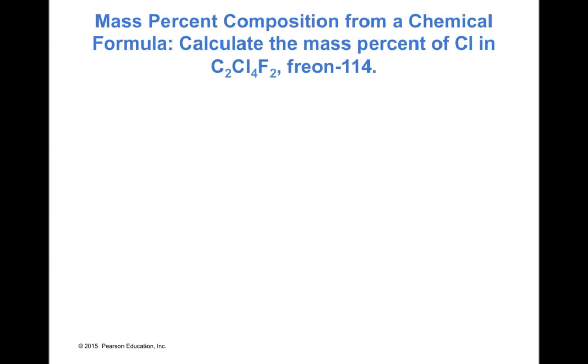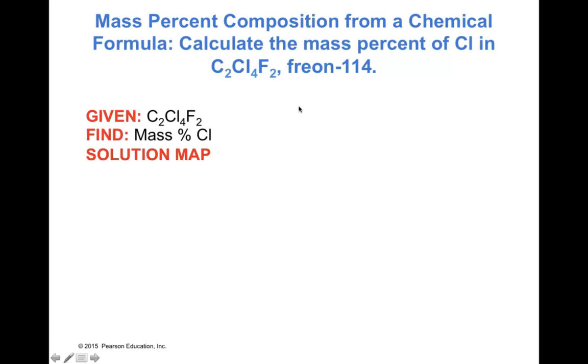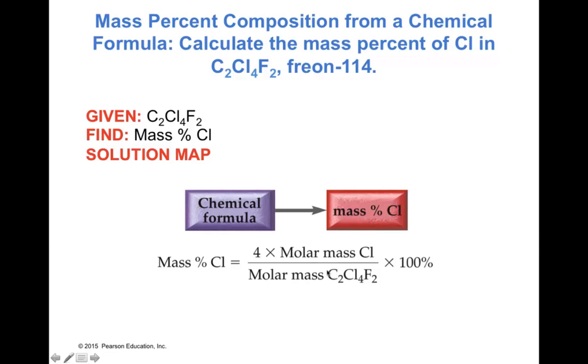Calculate the mass percent of chlorine in C2Cl4F2, that is Freon 114. So we have the compound, and we need to calculate the percent mass of chlorine. So how many chlorines do we have per molecule of C2Cl4F2? We have 4. So that means that we need to multiply the molar mass of chlorine times 4, and then divide it by the molar mass of C2Cl4F2. So that's what we have here.